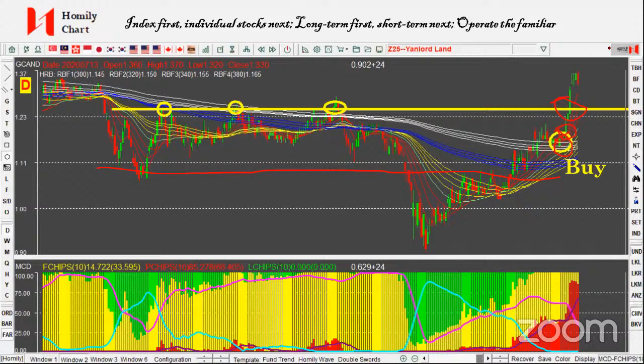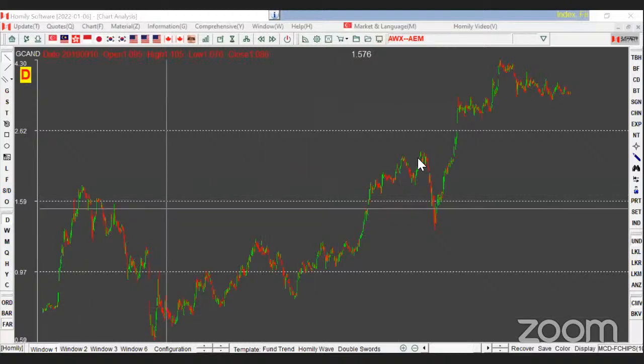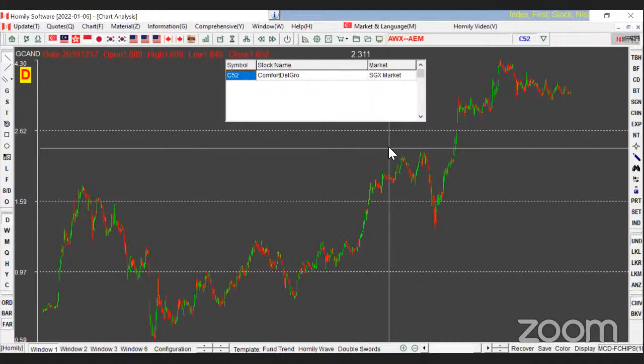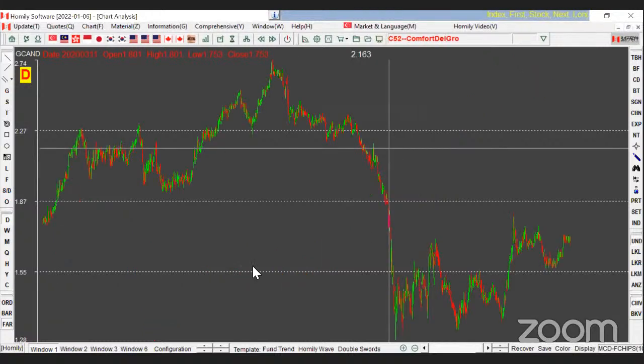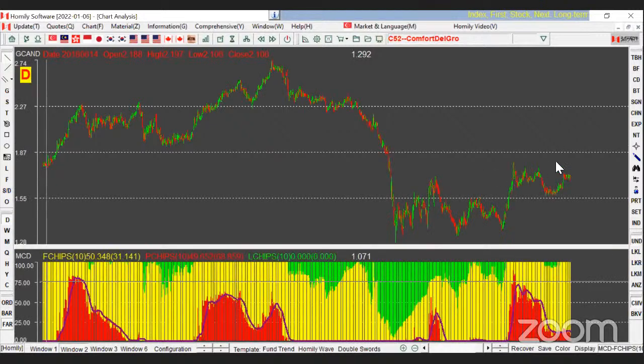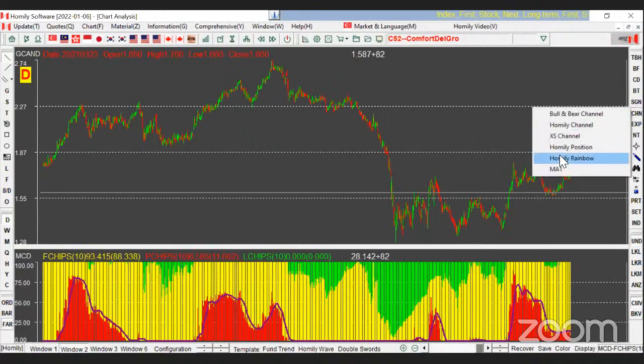Okay. Let me show you some real charts. Just now I mentioned the Singapore market, right? We have several shares around the birth of the dark horse, right? Comfort Delgro, of course. Let's say Hom Ely Rainbow.